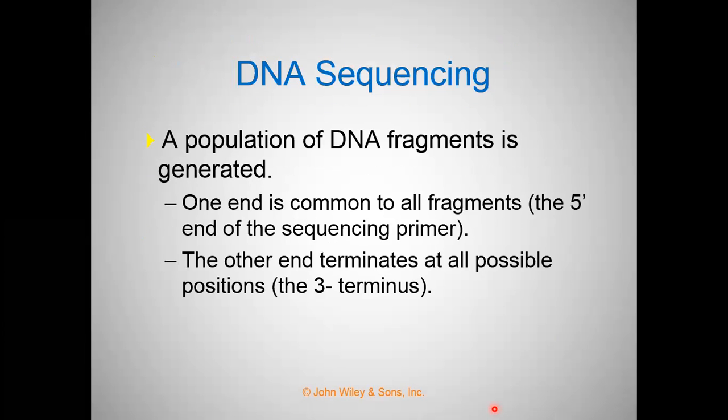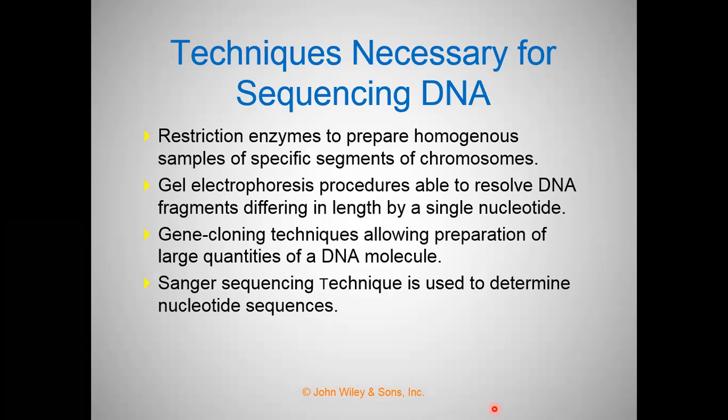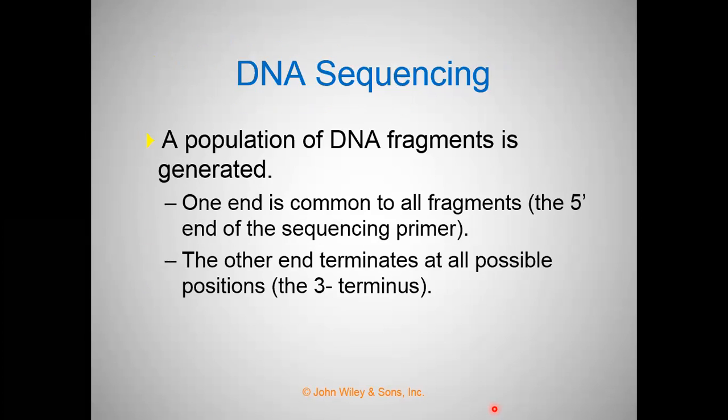DNA sequencing. Restriction enzymes are used to prepare a homologous sample of the DNA of the specific segment of the chromosome. Gel electrophoresis is a procedure able to resolve the DNA fragments in length by single nucleotides. Gene cloning techniques allow preparation of large quantities of the DNA molecules. Sanger was the first who did the sequencing of the genomic DNA. Okay.